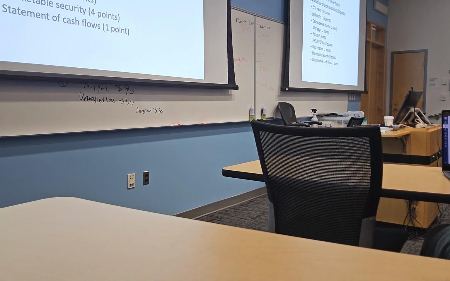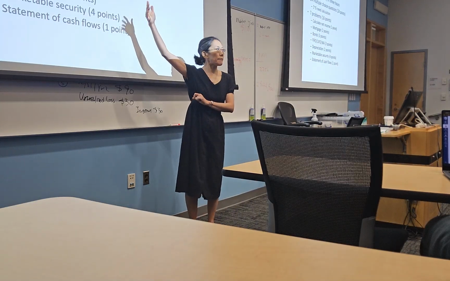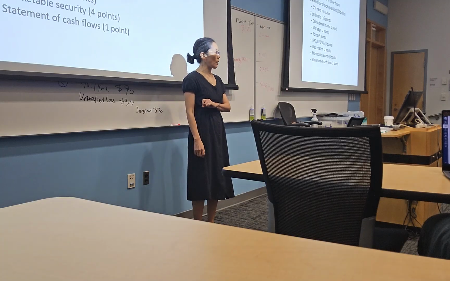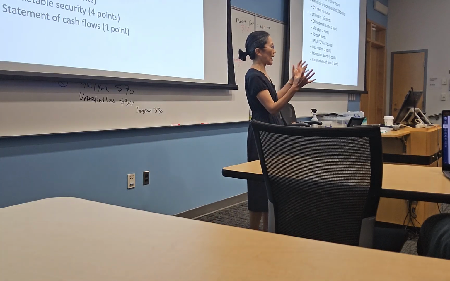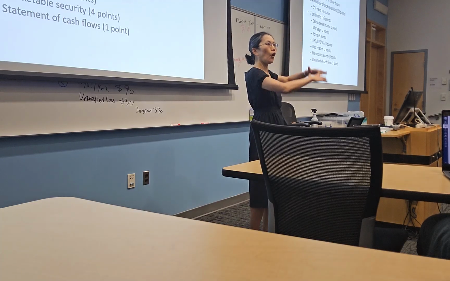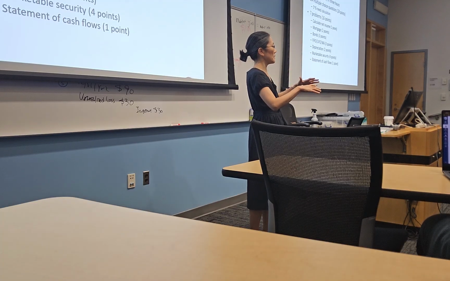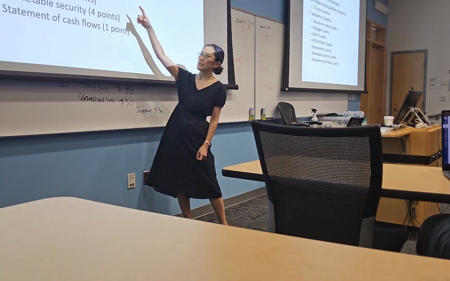You have 7 problems. I can tell you what they are. Some of them have multiple steps, so that's why the total is 16 points. The first one is calculate net income. I will give you the information and ask you to calculate net income, so you have to understand the flow of the income statement, starting from sales. That's testing if you understand the format.